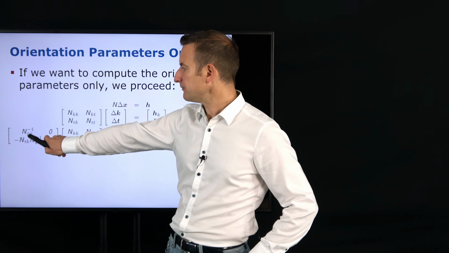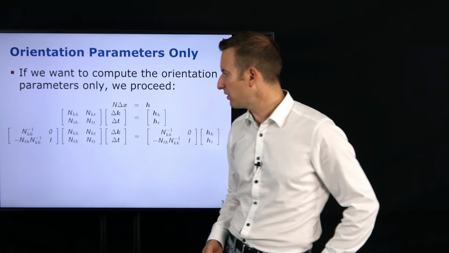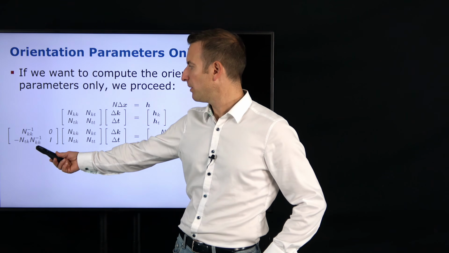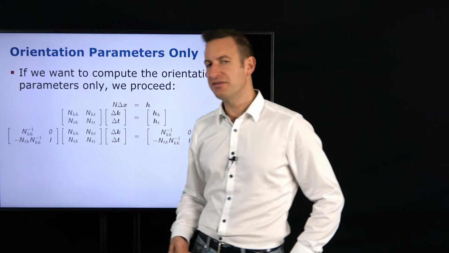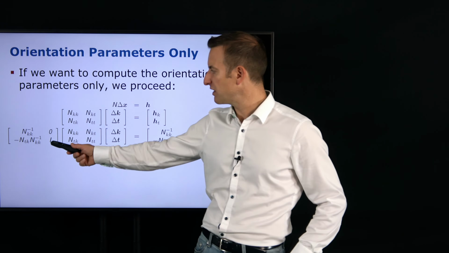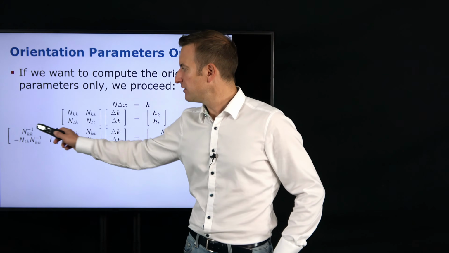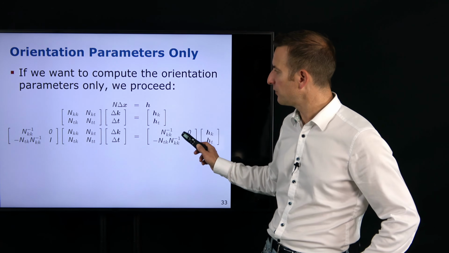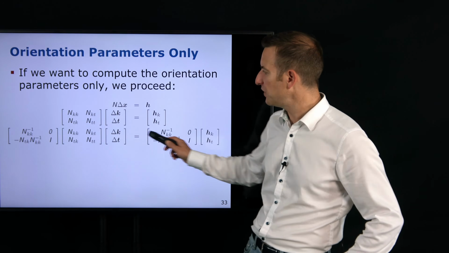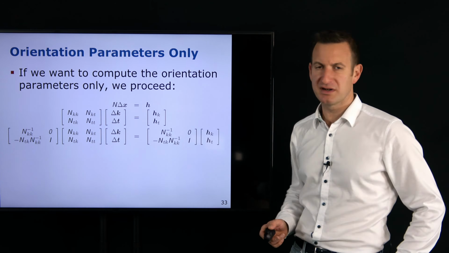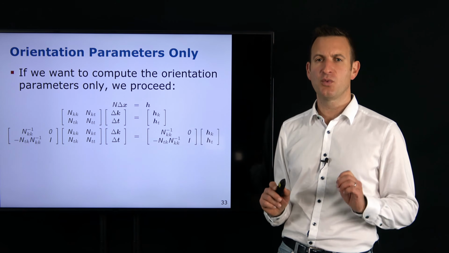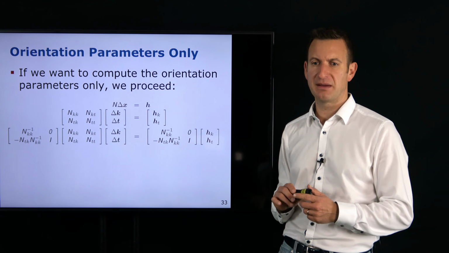So what do we have in here? We have the inverse of the nkk block. The inverse of the nkk block pops up here again, and we have the ntk block over here, and this is an identity matrix. So I'm taking this matrix over here and this matrix over here, and I'm multiplying both equations with the same matrix from the left-hand side. So I'm not changing the equation itself. The equation is still the same.